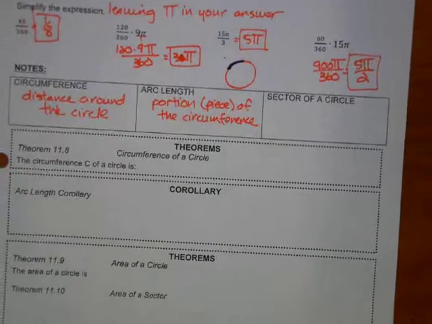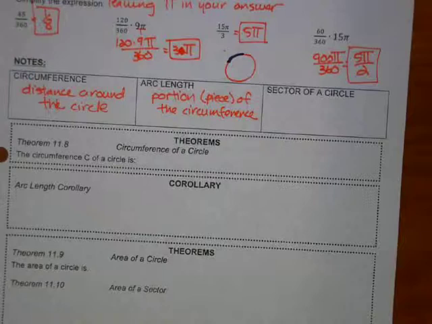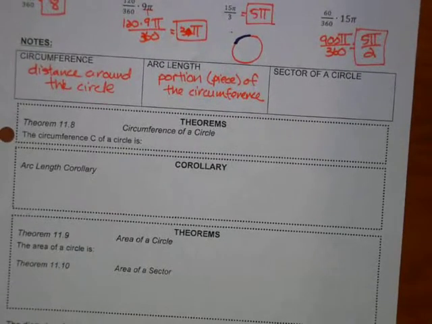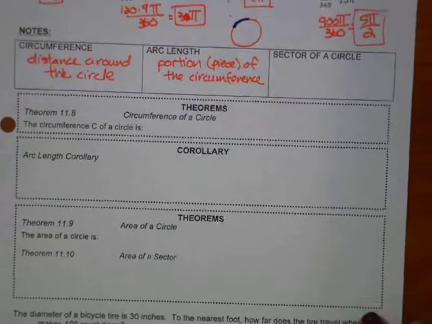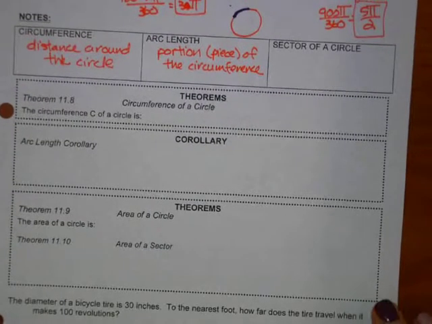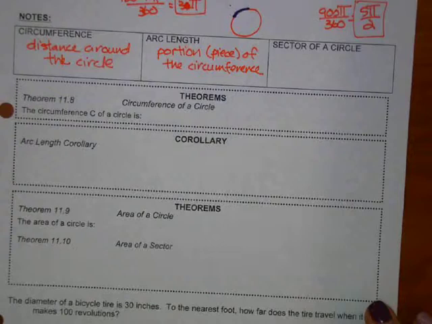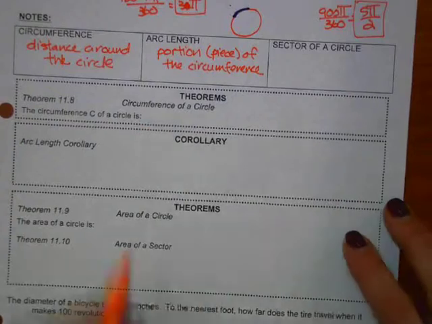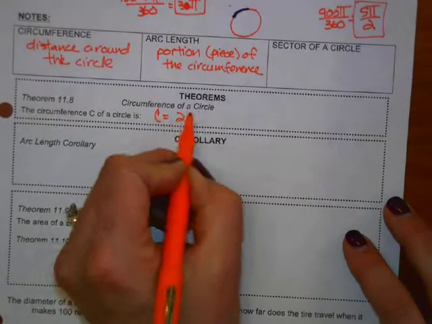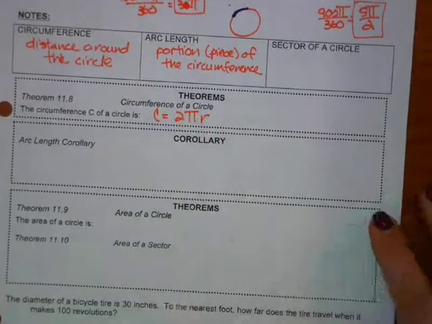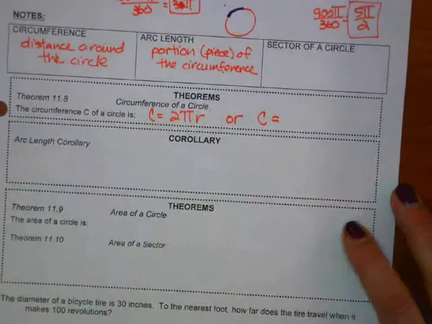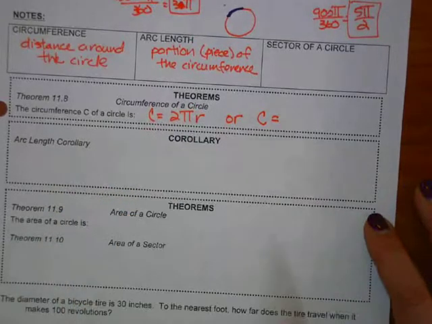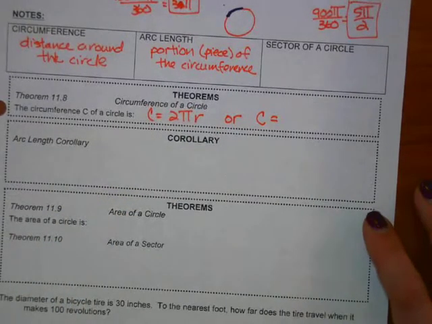All right, couple of theorems you're working with. The first one you should probably know already at this point in your math career. The circumference of the circle is, do you know how to find circumference? Formula? C equals 2 pi r, or C equals, what's 2 times r? What formula do you get?